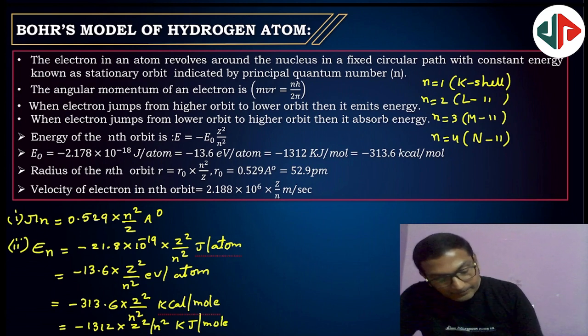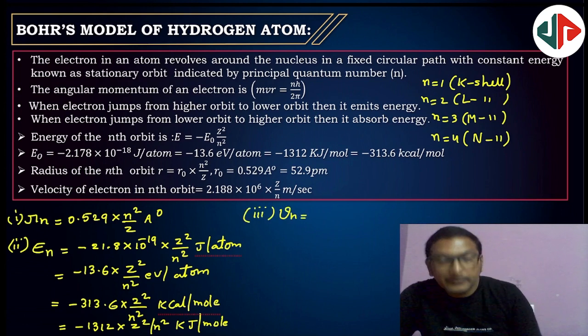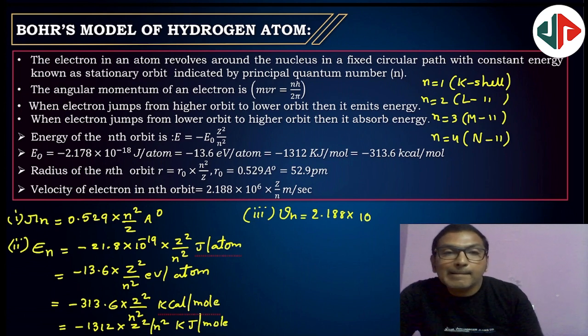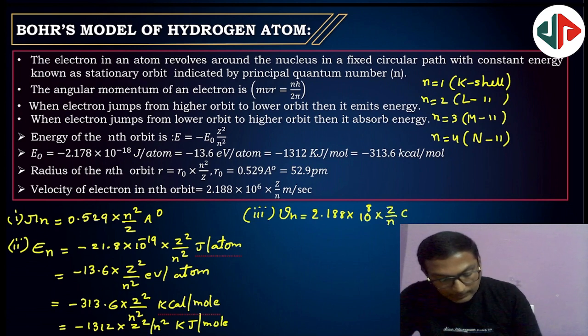Similarly, velocity of the electron in the nth orbit is 2.188 into 10 power 8 into Z by n centimeters per second.